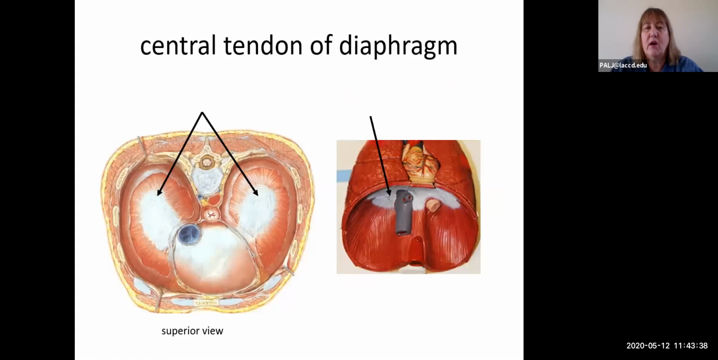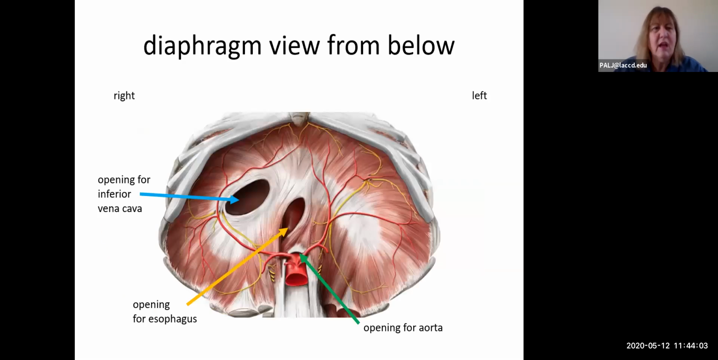Looking at the diaphragm as a whole, what you'll notice is that the center part of it tends to be non-muscular tissue. And in fact, it's called the central tendon of the diaphragm. And so there's both a view from above and a view from below going on here. What you'll notice in that central tendon area is where the openings are for structures to cross between the thoracic and the abdominal cavities. Right? There's only 3 openings down there.